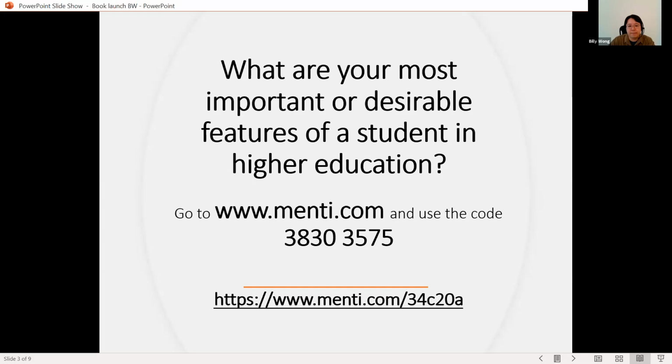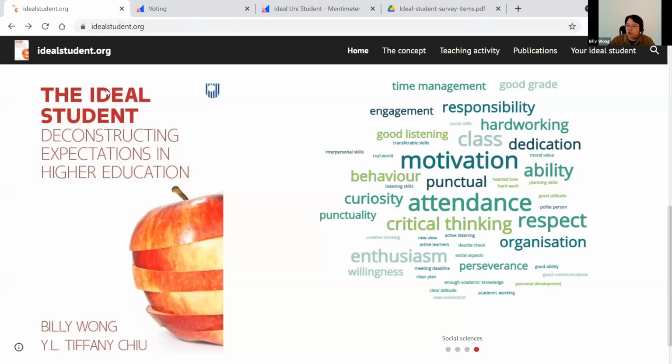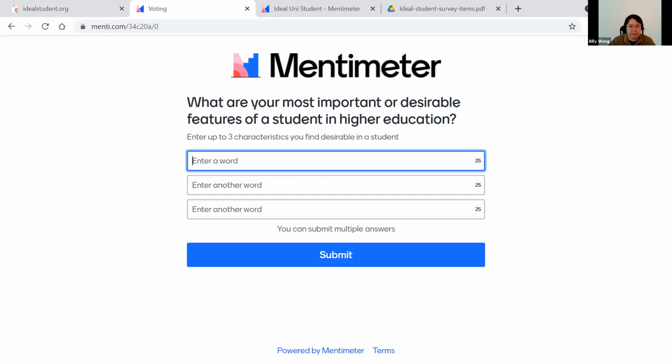And this is a simplified version of what we did, and it will still be very interesting, we think, to see what characteristics are important for you. So you should be taken to a website that looks like this. So please do share your views.